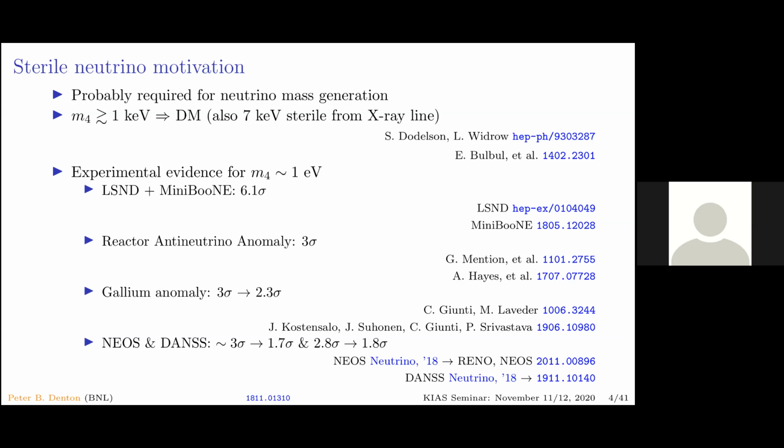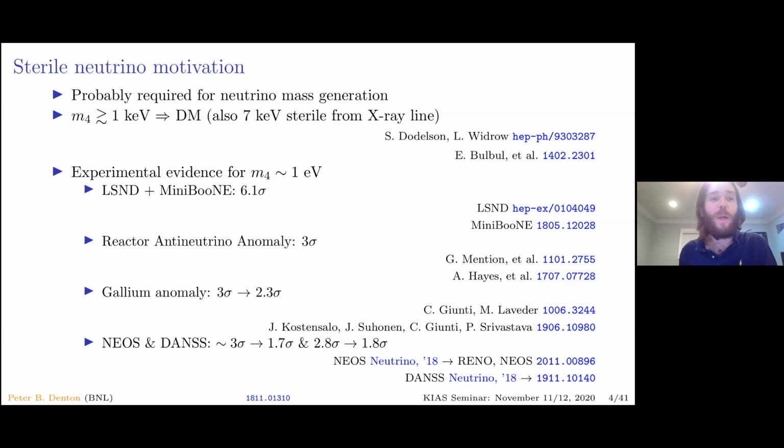Thanks. And then we also know that if there's a sterile neutrino with a mass of around a keV, that could be the dark matter with some caveats. And there's a possible hint for a 7 keV sterile from an X-ray line. This is in contention in the last year or two, but it still is a very interesting thing.